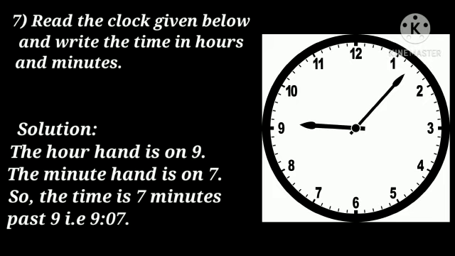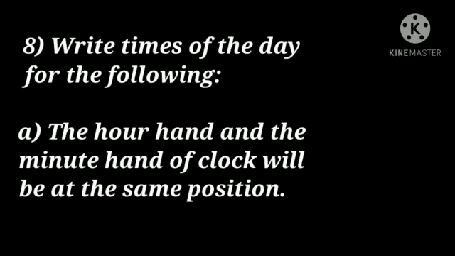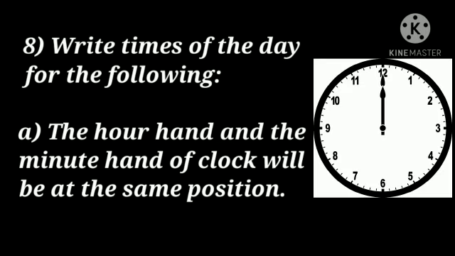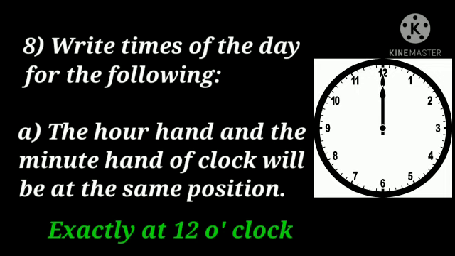So solution, the hour hand is on 9, the minute hand is on 7. So the time is 7 minutes past 9, that is 9:07. Now let's see next one. Write times of the day for the following. First one, the hour hand and the minute hand of clock will be at the same position. So now we have to find out the time in which both the hands' position should be at the same place. So the time which I have got is both the hands at the same place is exactly at 12 o'clock.